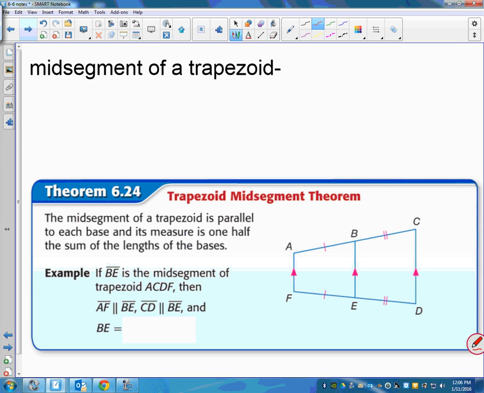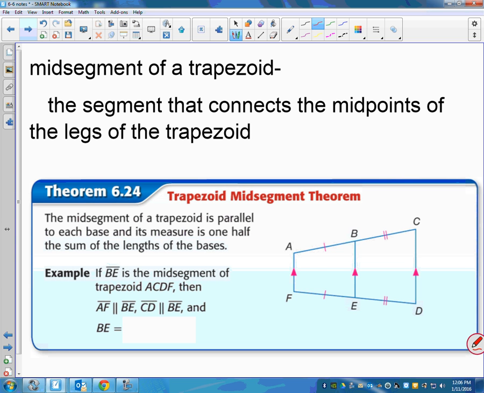Okay, one more thing about isosceles trapezoids. If you have an isosceles trapezoid, maybe it's just all trapezoids, the mid-segment is when you have the midpoint of the legs and you connect them. Let's write that: the segment that connects the midpoints of the legs of the trapezoid. So then maybe draw it. And it's kind of a cool formula.